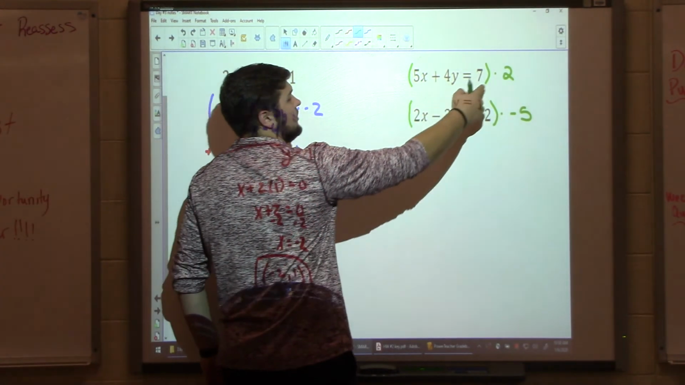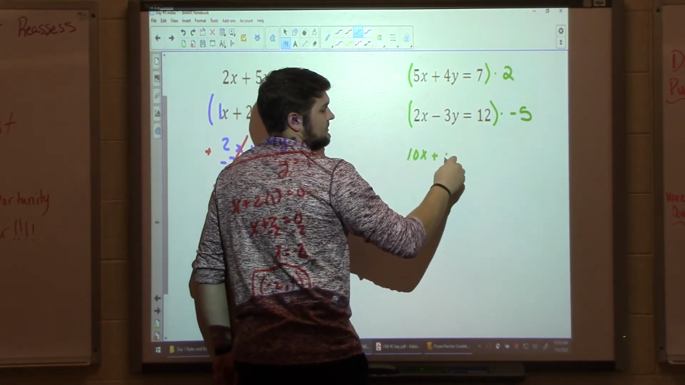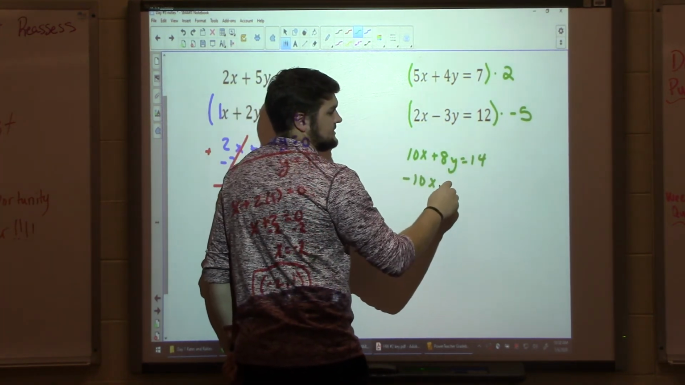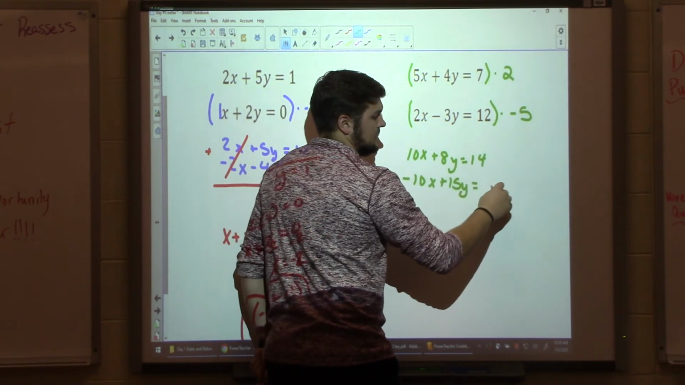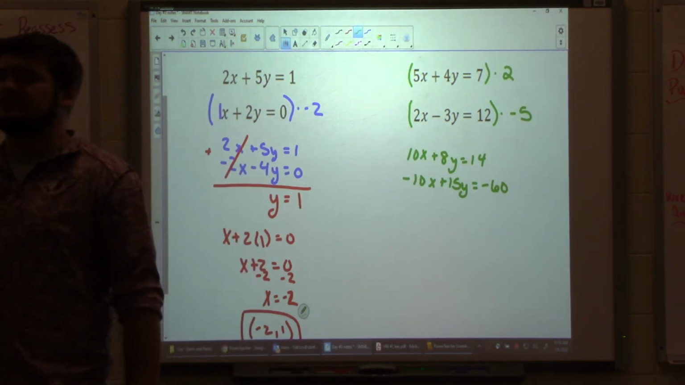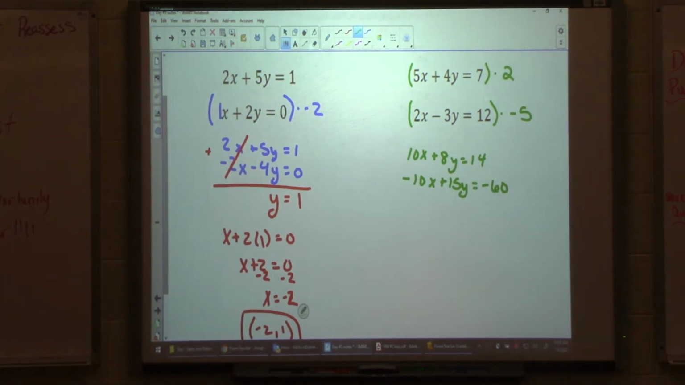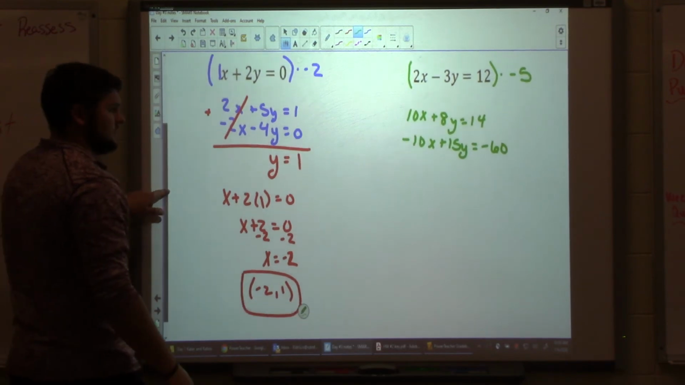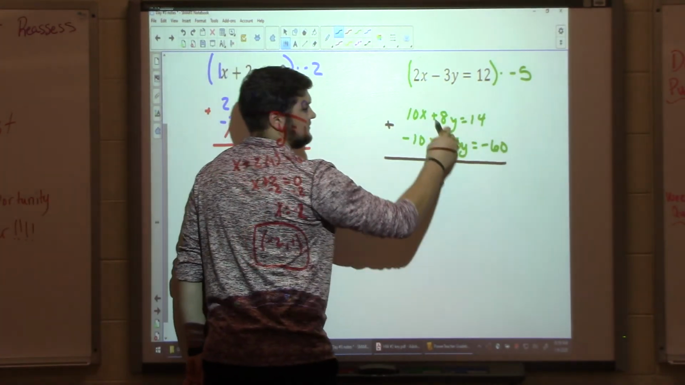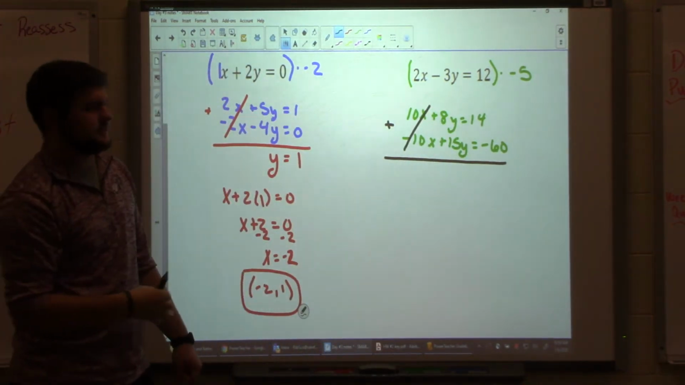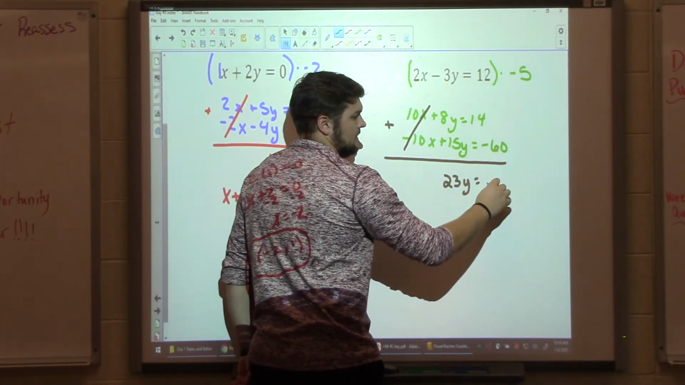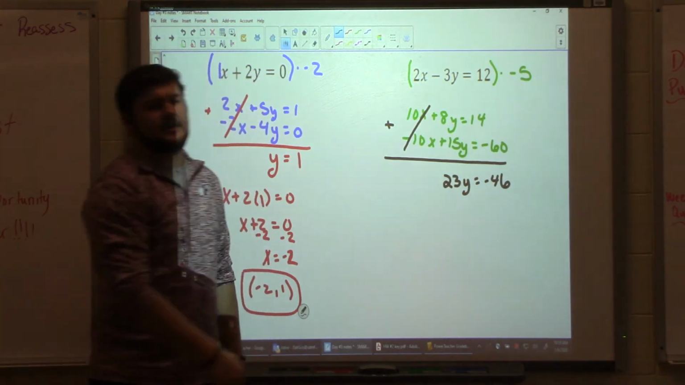So if I multiply all the way out here, I get 10x plus 8y equals 14. I get negative 10x plus 15y equals negative 60. Because remember, those constants get multiplied by every single piece of my equation. And now I have opposite coefficients. Now I can go ahead and add them together. 10x and negative 10x cancel. 8y plus 15y is 23y equal to negative 46.